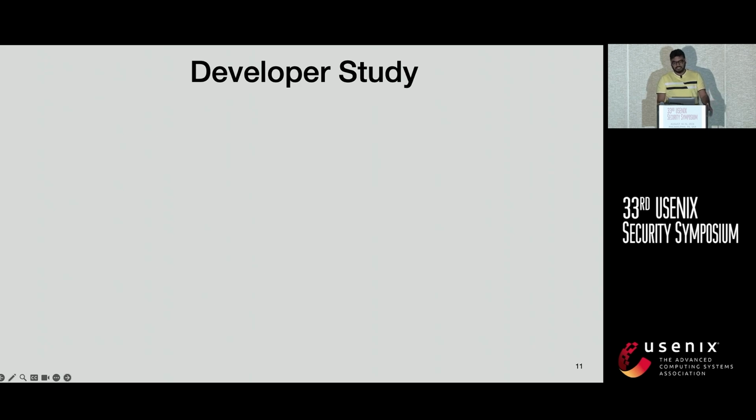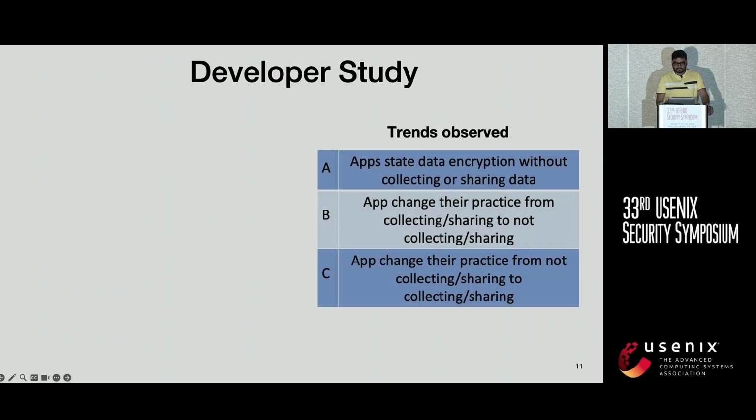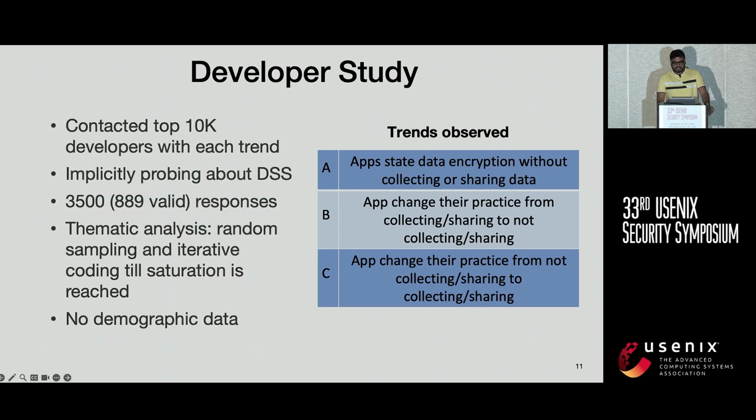Now, we identify these three key trends in the reported practices from the measurement study above. The trends are, first, the inconsistency between the data encryption and the collection and sharing practice. And the other two trends are where the apps go from collecting to not collecting and not collecting to collecting. So next, we contacted the top 10K developers with each trend and asked about the observed trend, implicitly probing them about their experience with DSS. This was a simple email where we sent them questions about their DSS, identifying ourselves as researchers.